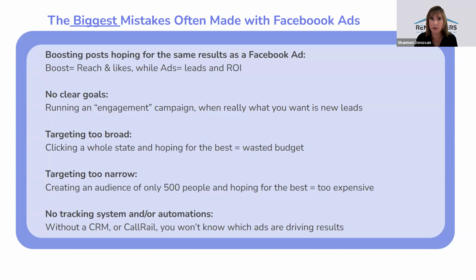Or I've also had people that want to target one or two towns in rural Kentucky that had 5,000, 10,000 people in a whole town. Well, that's going to be a target that's too narrow. It's going to be too expensive and not reach enough people. So again, we're going to talk a little bit more about targeting, but you want to make sure you're targeting in your service area and that it's not too small or too big. And then not using a tracking system to know where those leads came from, or automations to follow up. We're going to talk about all of these.